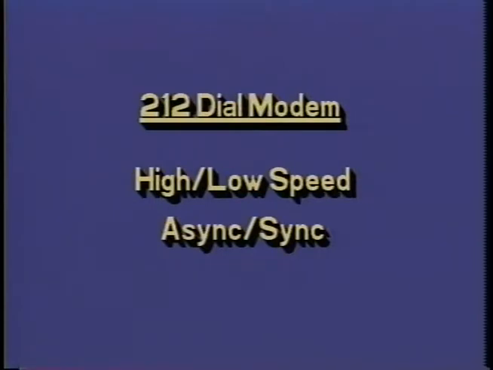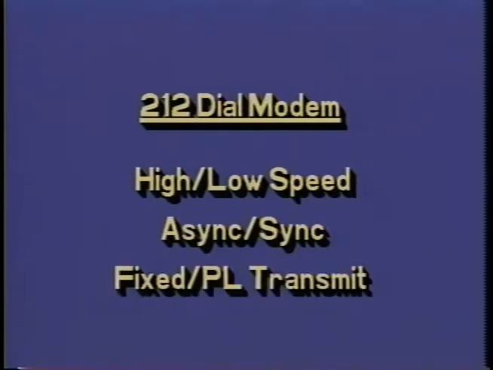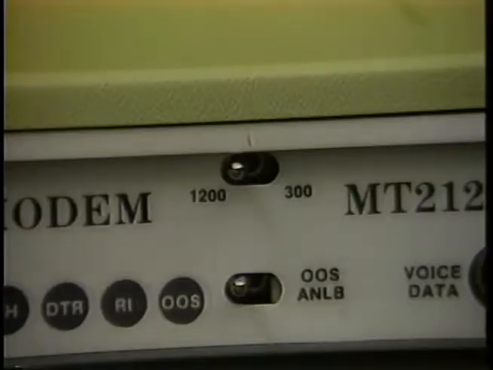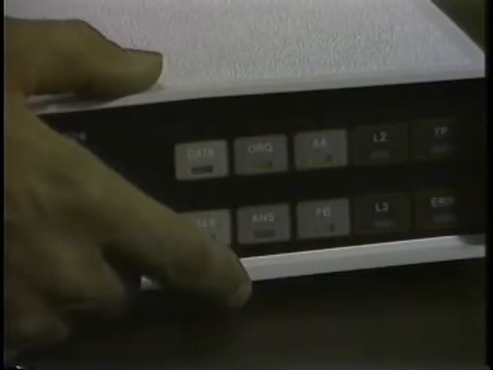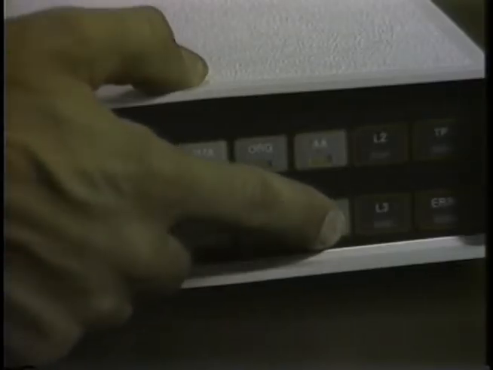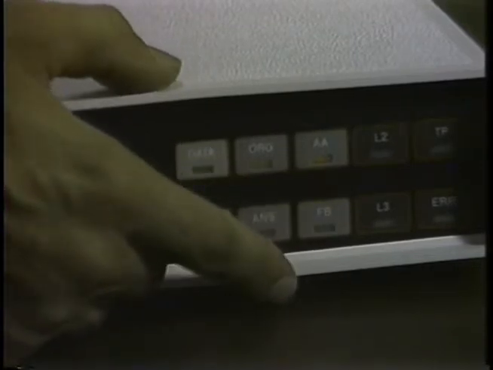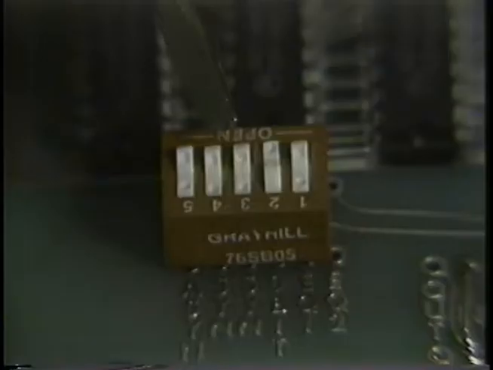asynchronous or synchronous operation, fixed or programmable transmit level. For answering applications, 212s automatically sense the correct speed, 300 or 1200 bits per second. For originating applications, 212 modems must be set by the user to run one of the 2 speeds. The speed is usually selected by a front panel switch or push button.